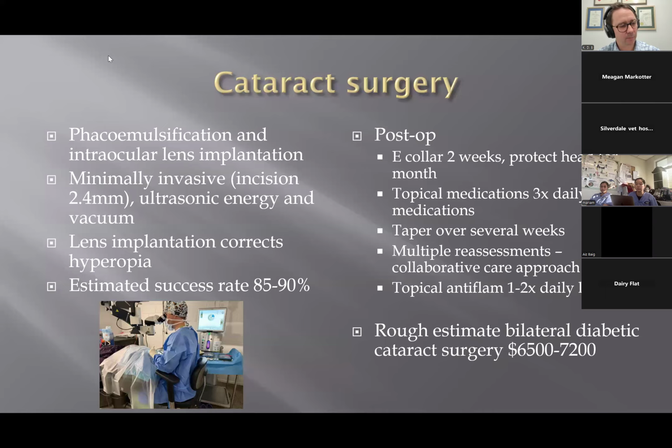And just to give you a bit of an idea about what's involved cost-wise, a bilateral cataract surgery in a typical diabetic dog ranges from about 6,500 to 7,200. That includes everything from my end: the day, surgery, medication, and lens implant.